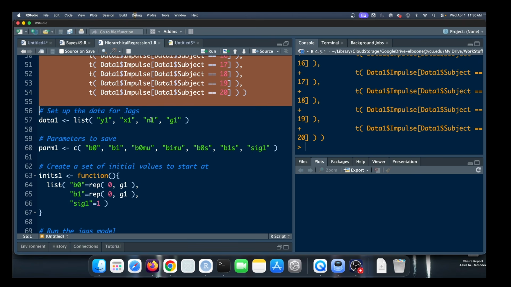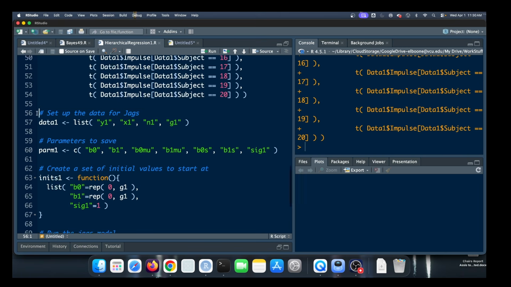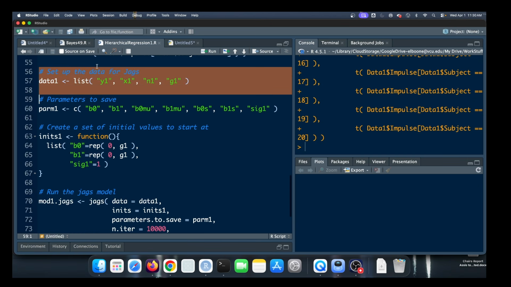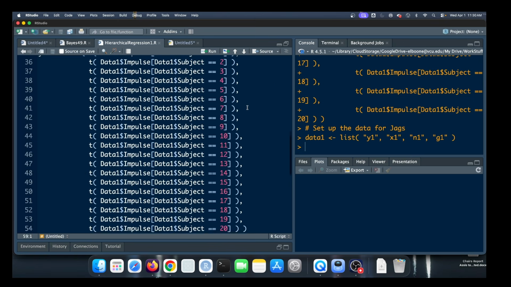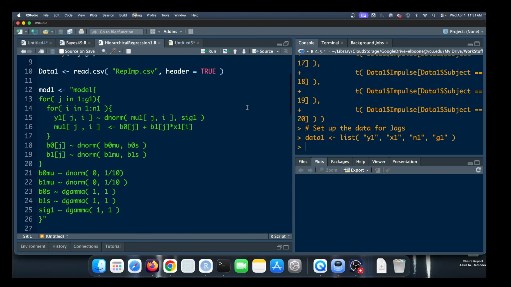Okay, so like before, we're going to set up a list of our data. We have y1, x1, n1, g1. Once we have that, we should be able to move forward. Our parameters, we just have to pay attention to what parameters we actually have in the model. We have b0, b1, b0 mu, b1 mu, b0s, b1s, and sigma 1. Now, we actually have each of these individually, right? So b0 is going to be a vector. b1 is going to be a vector.